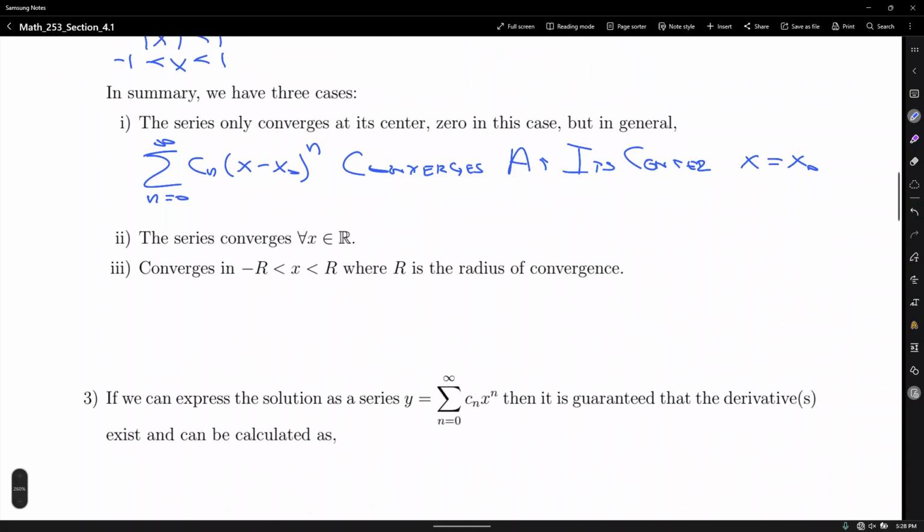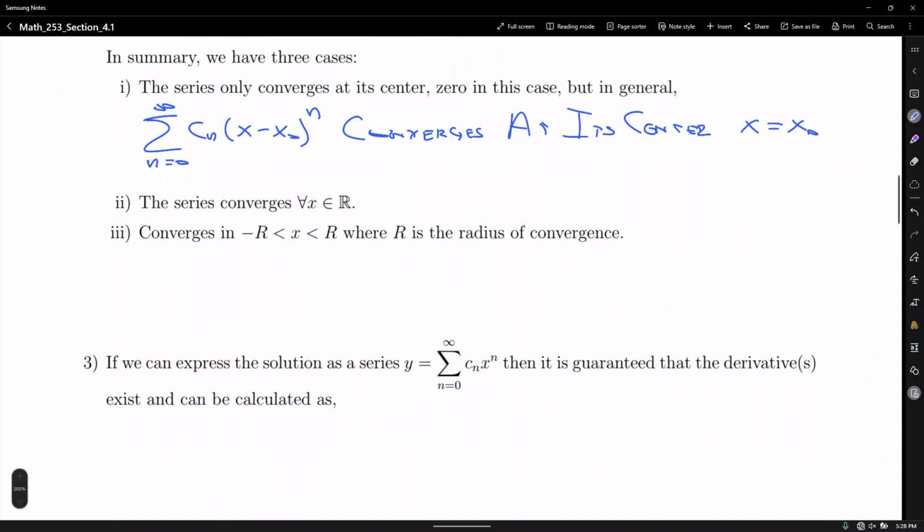So that's case number two. Case number three: converges within negative r and r, where r is the radius of convergence. However, also in general, if we have a power series n equals 0 to infinity of c sub n, where the series is not centered at the origin, just a little bit of terminology. A series centered at zero is called a Maclaurin series, while a series centered at a value other than zero is a Taylor series.